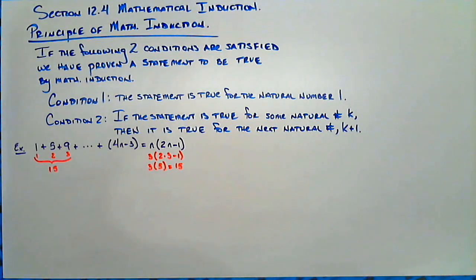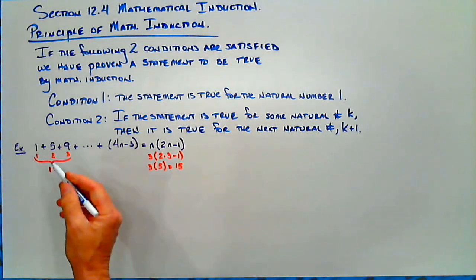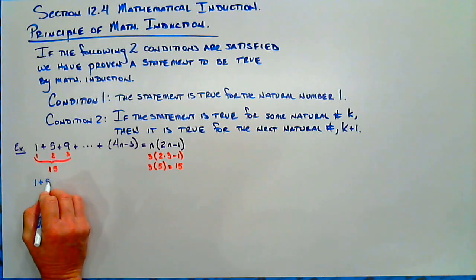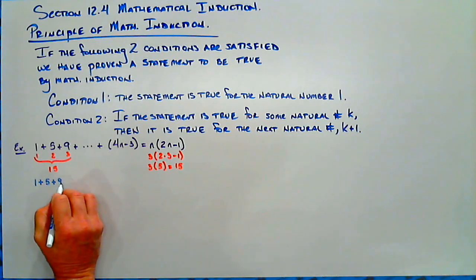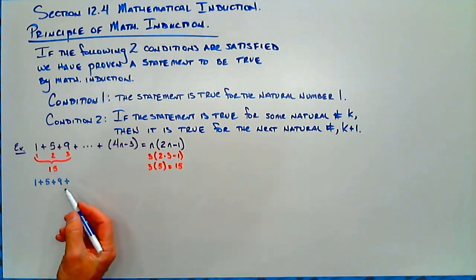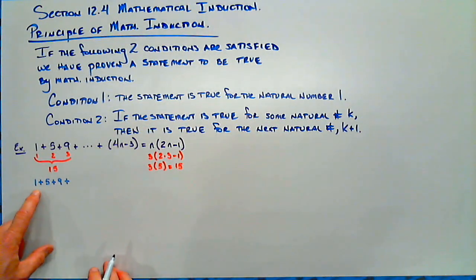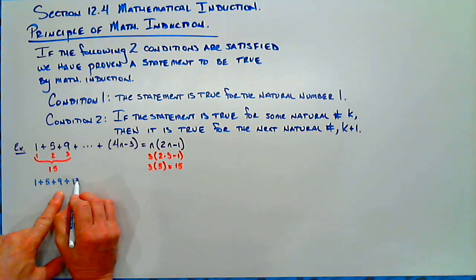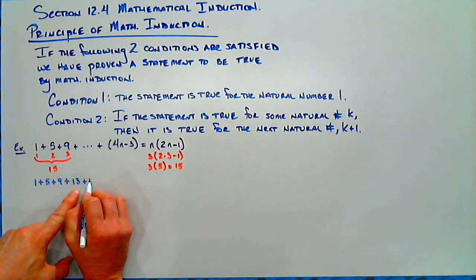What would have happened if we would have added up the first 4 numbers? If we go back and we add up the first 4, it'd be 1 plus 5 plus 9. We're going up by 4. 1 plus 4 is 5. 5 plus 4 is 9. 9 plus 4 is going to be 13. 13 plus 4 is going to be 17.